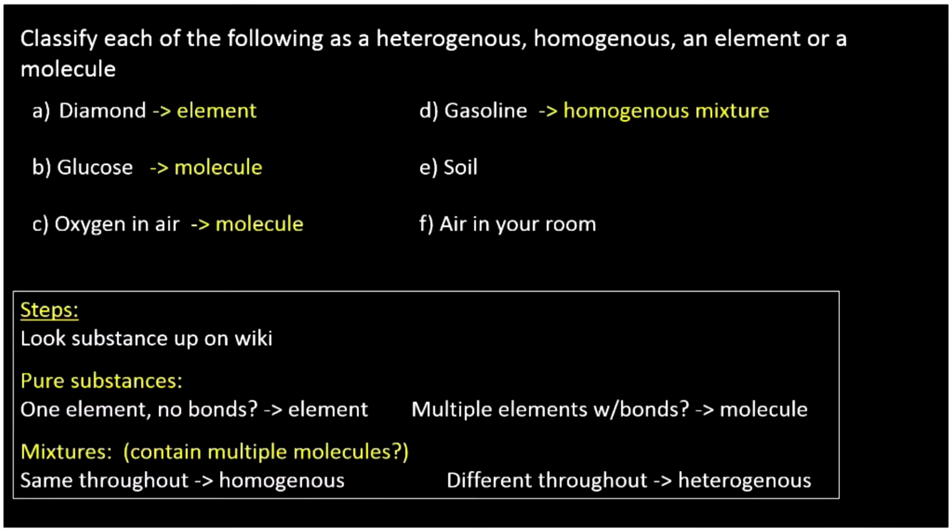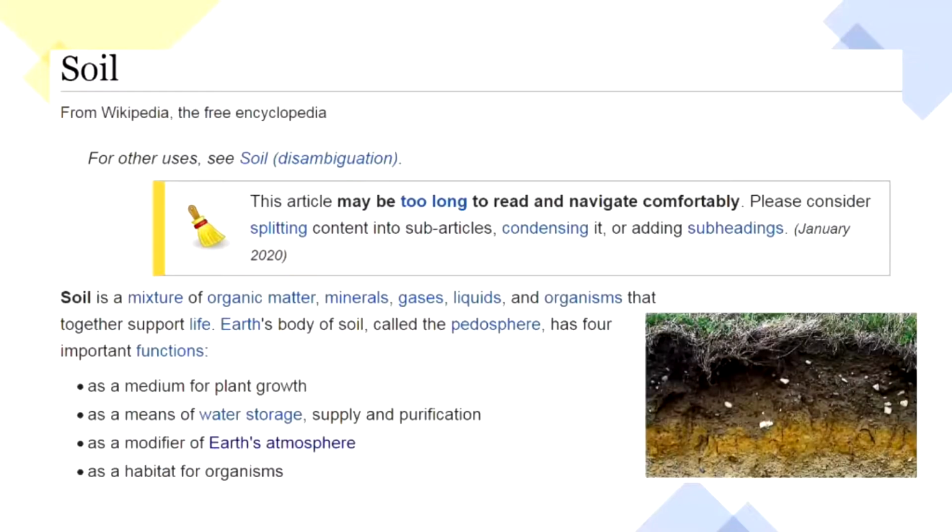All right. What about soil? So let's look at soil. It's a mixture of organic matter, minerals, gases. So it just straight up tells you it's a mixture. And that's not surprising because when you think about soil, which you can readily picture in your mind, there's a ton of crud in it, right? You've got rocks and dirt and mud, all different types. And it looks different up here than it does down here. So this makes it a mixture and a heterogeneous one. So soil is a heterogeneous mixture.